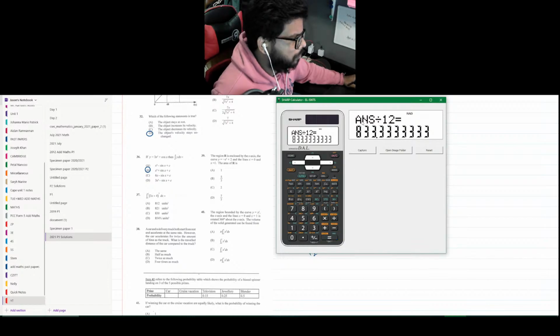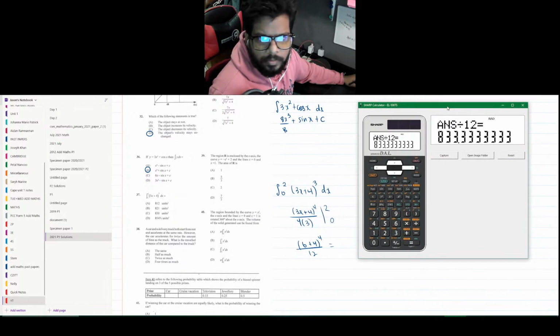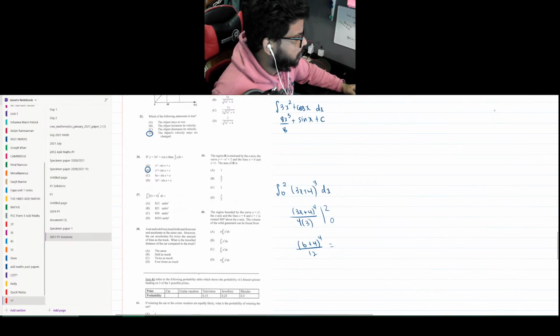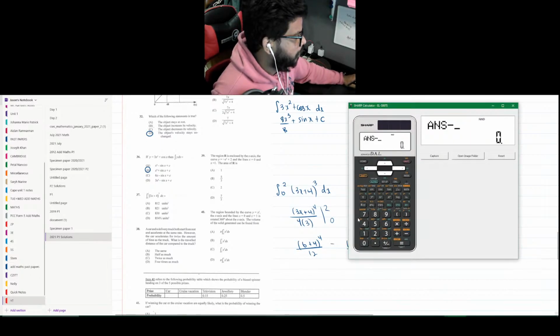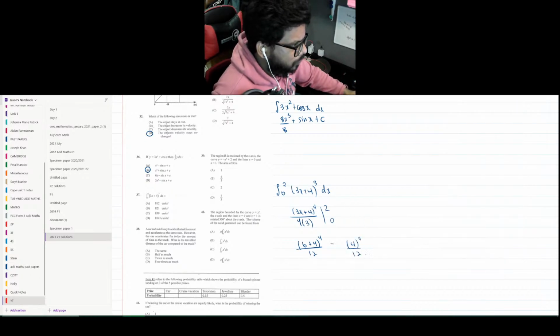That's 833.33. Oh no, we have a 0 as well. Shucks. Take away 4 to the power 4 over 12. Let me put it in our bracket, yes. So this, take away 4 to the power 4 divided by 12, gives 812. A.